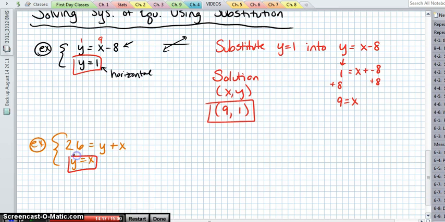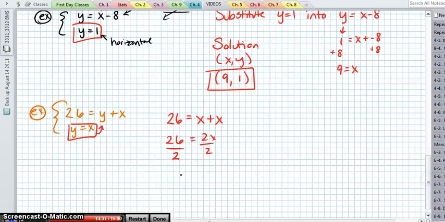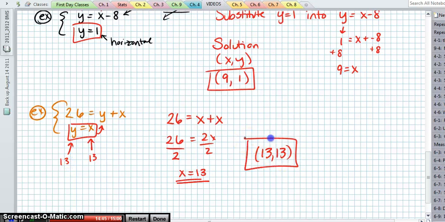If I know that y equals x, I can substitute x in for y, or vice versa, and get x plus x. Let's combine like terms. We get 2x. Let's divide by 2, and I get x equals 13. But like I said before, that's not the only answer, the final answer, I should say. What does y equal? Well, when x is 13, y has to be 13. So our solution is 13, 13.